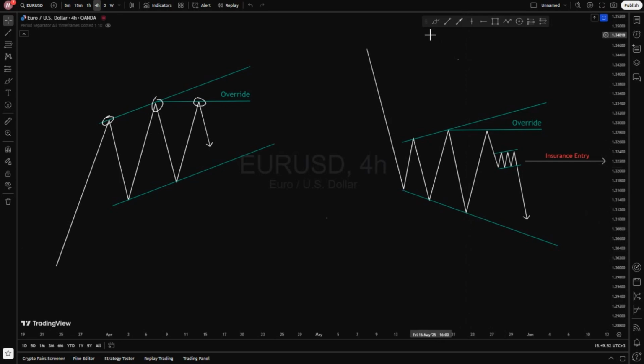So instead of missing the move or chasing late, you use an insurance entry. But, and this is important, you're not just jumping in for the sake of it. You've got a reason, a reaction, and a story. You've seen rejection at a key area that fits your bias. That's what separates a calculated insurance entry from a random one.